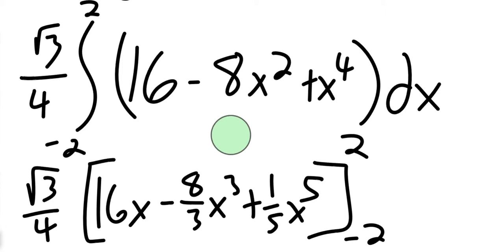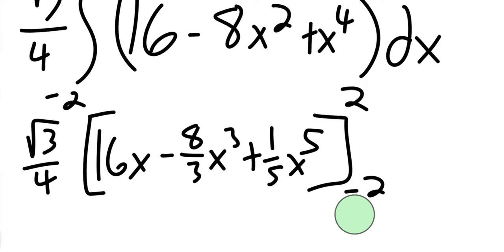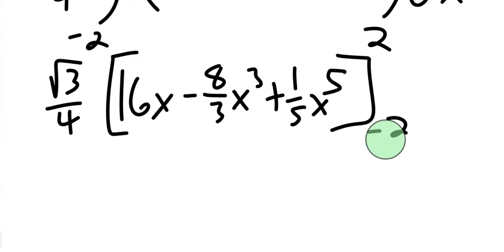Okay, so again, I'm just leaving the square root of 3 over 4 out of it. The antiderivative of 16 is 16x. The antiderivative of 8x squared is 8x cubed over 3. Don't forget minus. And the antiderivative of x to the 4th is 1/5 x to the 5th. Here are my limits of integration. So all I have to do now is plug these in. And again, that will give you the volume of the solid that we've generated.